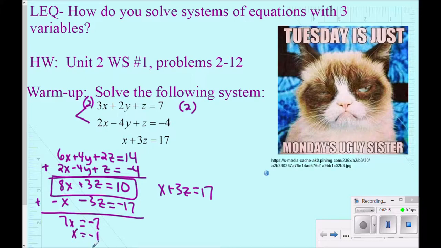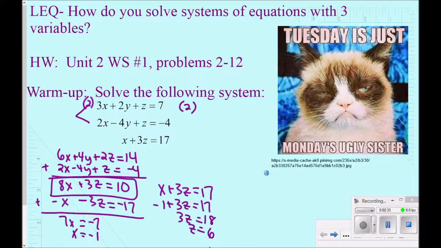So I'm going to substitute that back in here. So -1 plus 3z is equal to 17, which means 3z is equal to, I'm adding 1, so 18, which means z is equal to 6.